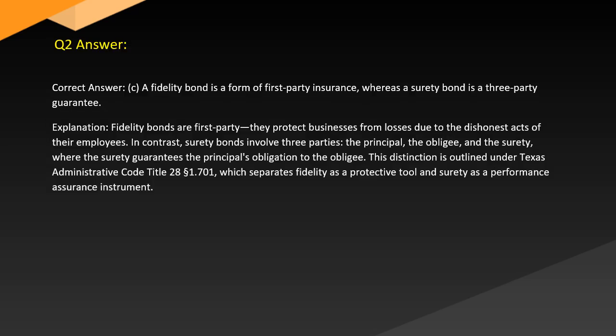Answer. Correct answer, C. A fidelity bond is a form of first-party insurance, whereas a surety bond is a three-party guarantee. Explanation. Fidelity bonds are first-party. They protect businesses from losses due to the dishonest acts of their employees. In contrast, surety bonds involve three parties: the principal, the obligee, and the surety, where the surety guarantees the principal's obligation to the obligee. This distinction is outlined under Administrative Code Title 28 SS.701, which separates fidelity as a protective tool and surety as a performance assurance instrument.